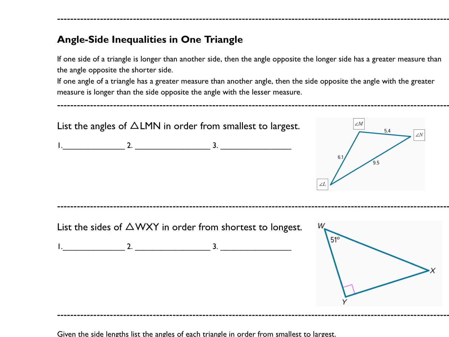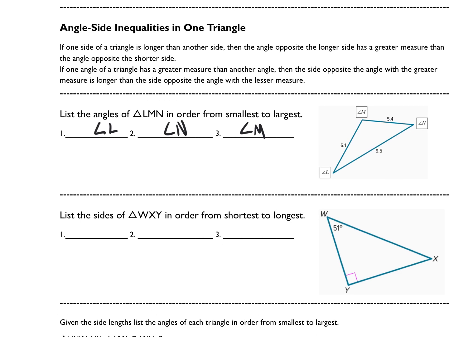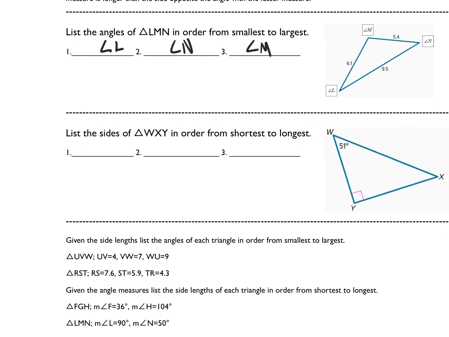Now the angles of triangle LMN in order from smallest to largest. The side that is opposite the shortest side, which is 5.4 units, side MN, would be angle L. So angle L is the smallest angle. Then the next longest side, side ML, the angle that is opposite that side, angle N, would go there. And then the longest side, side LN, the angle opposite that, angle M, would be the largest. And it works the opposite way too.